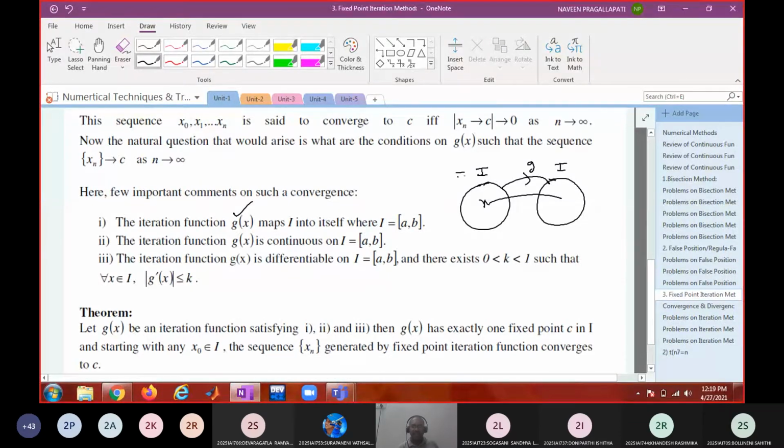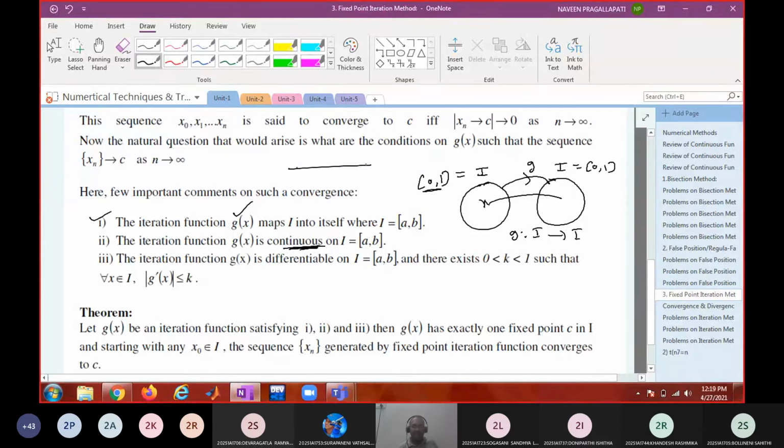Okay, suppose the interval is 0 to 1. When you substitute x in g, the output should also fall in the interval 0 to 1. That means g maps I to I. g is mapping from I to I. That should be the case. Second one, it has to be continuous on the interval. g must be continuous on this interval.